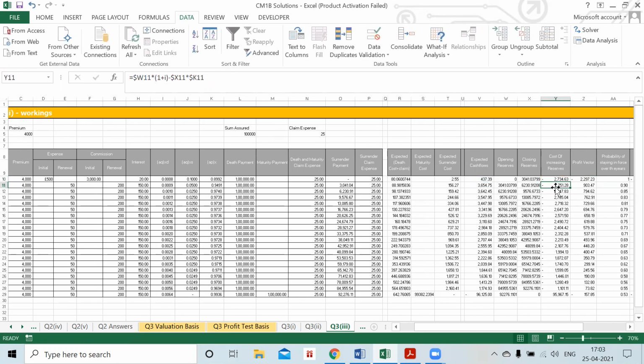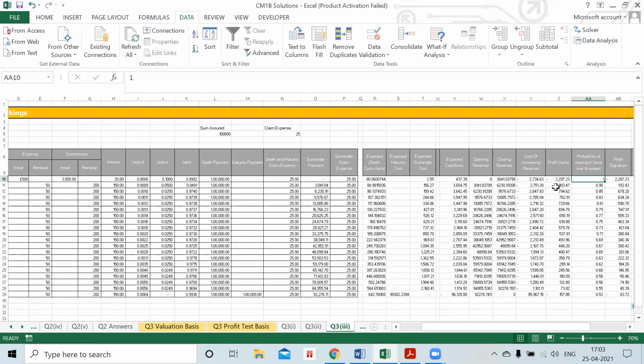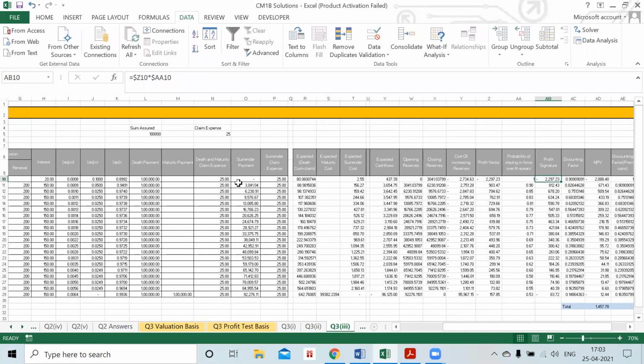Okay, once this is there, then you calculate the profit signature. You need the probability of staying in force over the year. So first is 1, then is 1 into APX, and so on. Profit signature is equal to the profit vector into the probability of staying in force. Discounting factor is 1 plus risk discount rate to the power minus of time. NPV is profit signature into discounting factor, and the sum of this is the total NPV.